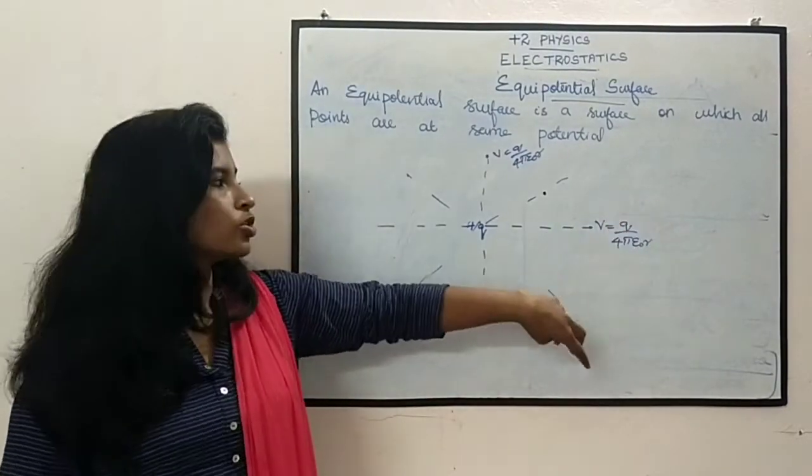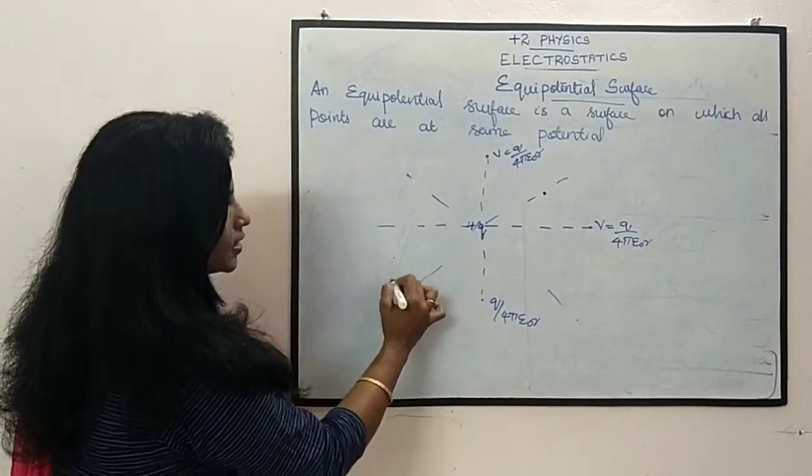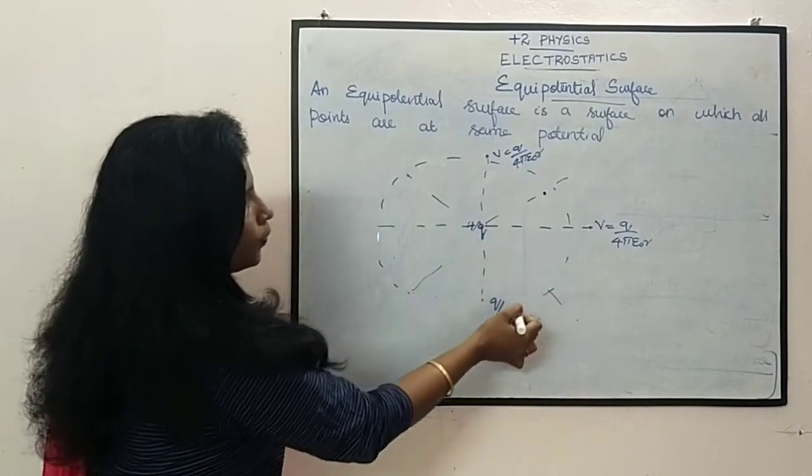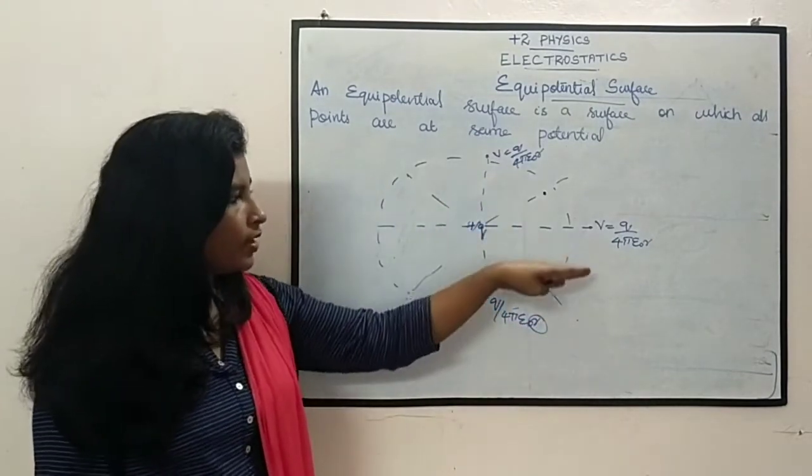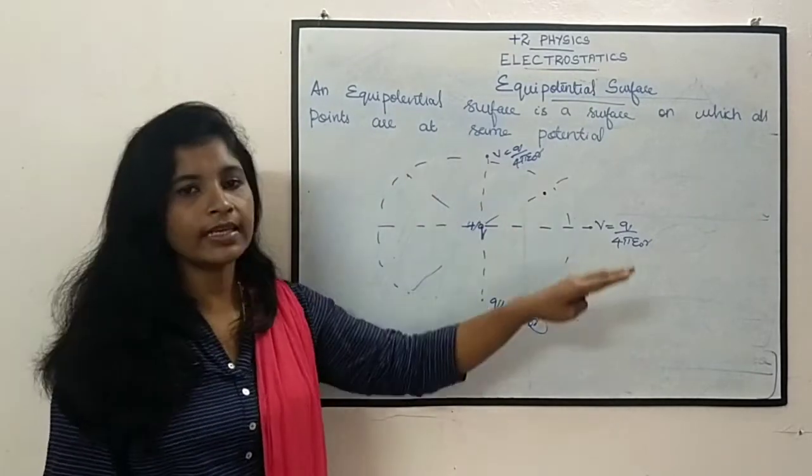Okay. So if I take, அதாவது இந்த distanceல நான் எடுத்தேன் அப்படின்னா, the potential will be, because it depends upon the distance, right? So the potential will be same for all these points.